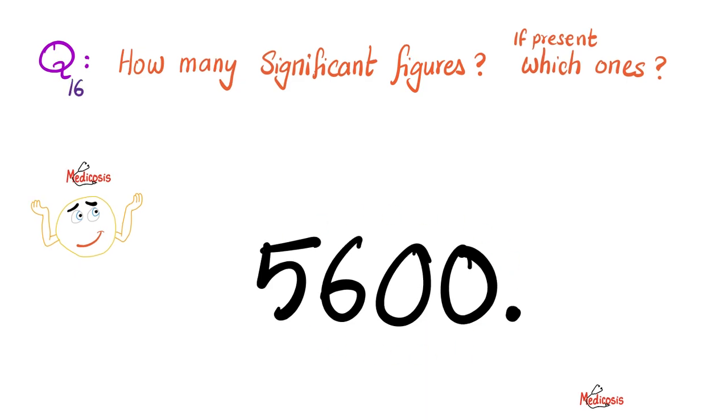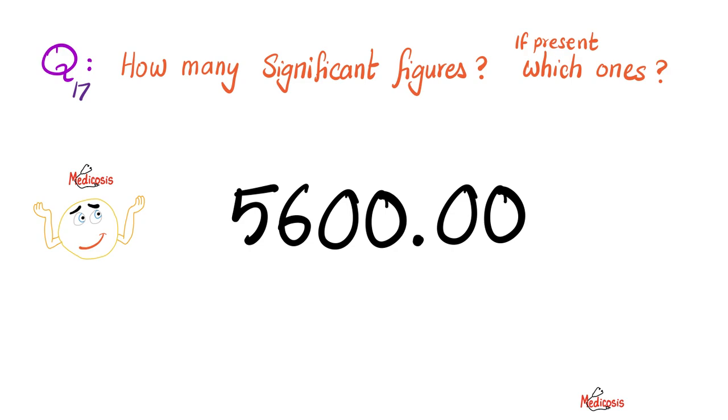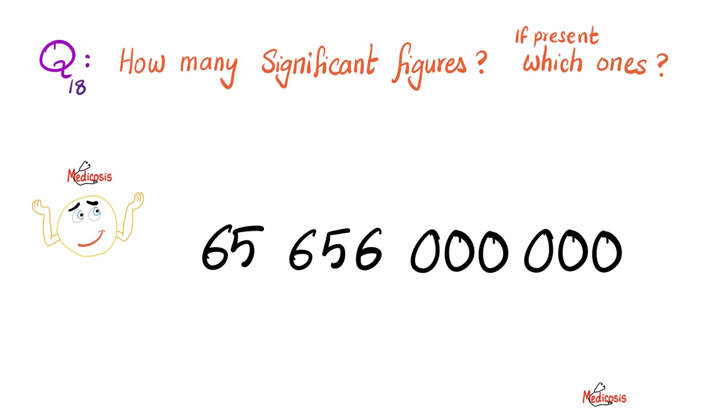How about this one? Again, all of them are significant because they added the decimal point to inform the reader that these are significant. How about here? Answer. All of them are significant. So we have 6 significant figures. How about something crazy like this?